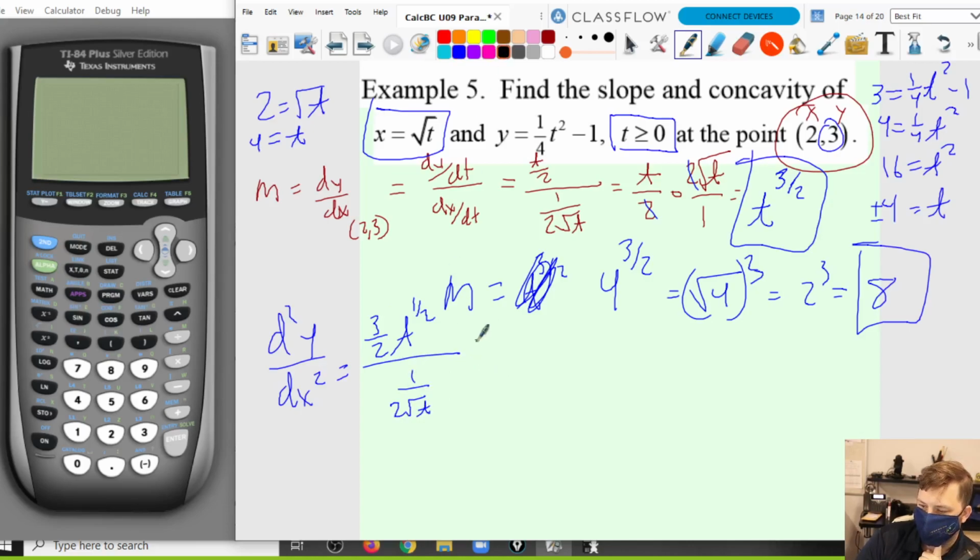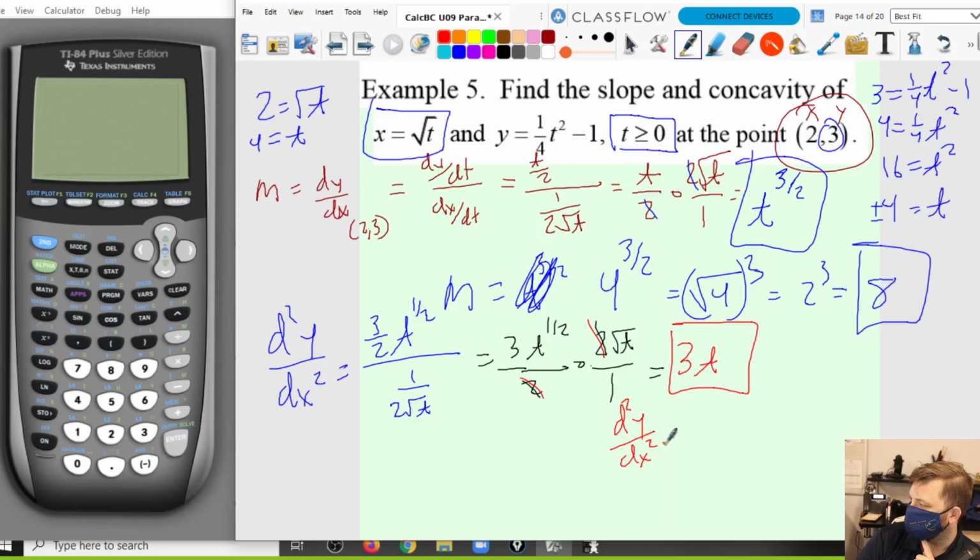That's super gross. I'm going to change colors. So it's going to be 3t to the 1/2 power over 2, times the reciprocal of this thing, 2 square root of t over 1. Those 2's are going to cancel. And t to the 1/2 and t to the 1/2 gives 3 times t to the 1, so it's 3t. 3t is my second derivative. Now, when t equals 4 still, d squared y over dx squared should be 3 times 4, or 12.